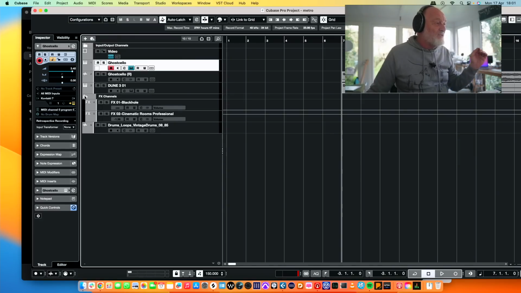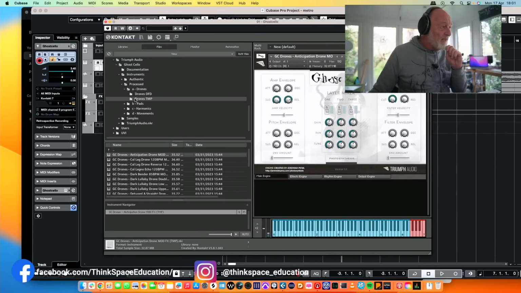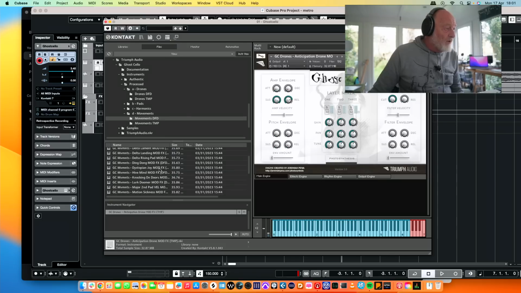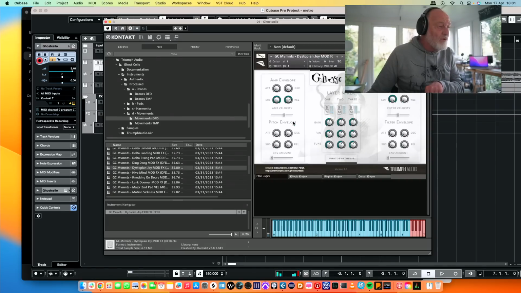Now, we started out talking about signature sound and I got distracted slightly. So let's go back to try and create something or find something in here. Harmonic movements. Let's have a look at movements. What have we got? Delta landing? What on earth could that be? Dystopian joy mod? Oh, there's a signature sound waiting to be found. Maybe a bit positive, knocking on the door. Let's try this one. One thing I must say about this library, it's huge.